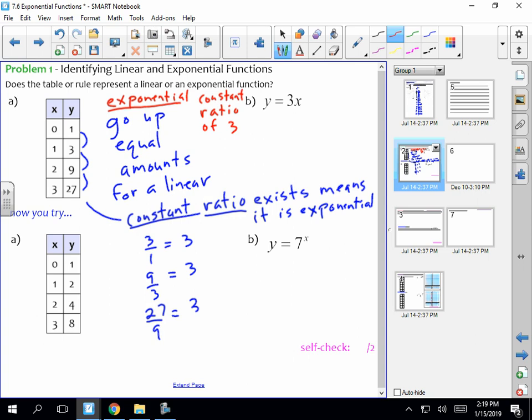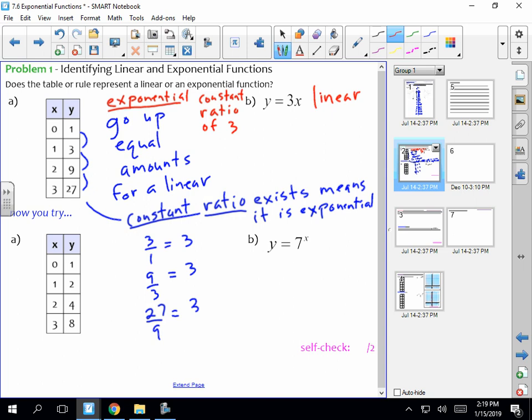What about here? y equals 3x. Is that linear or exponential? Linear. It's linear just because why? Because it's a slope, so it's 3 over 1. It has a slope of 3 over 1. It's in the form y equals mx plus b. You know that form. So it's linear.